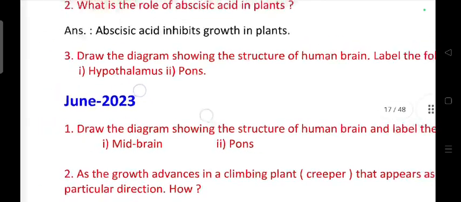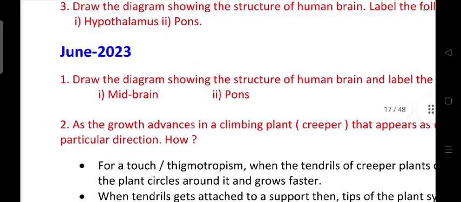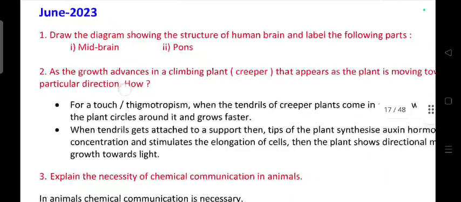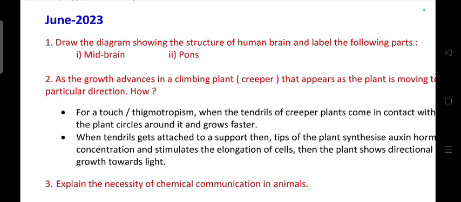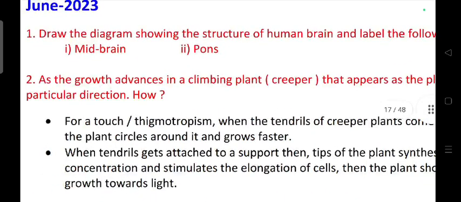So learn all the parts. Okay, next come to June 2023. Again they were asking, see, continuously from last 3 to 4 years they are asking the human brain diagram, but they are asking different parts to mark. So learn with labels, all the labels, and you will get easily 4 marks for that.